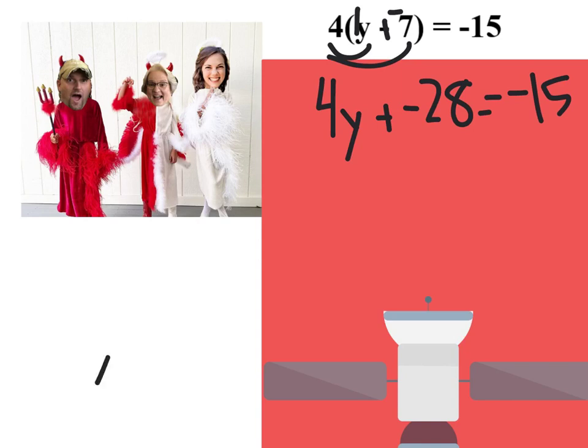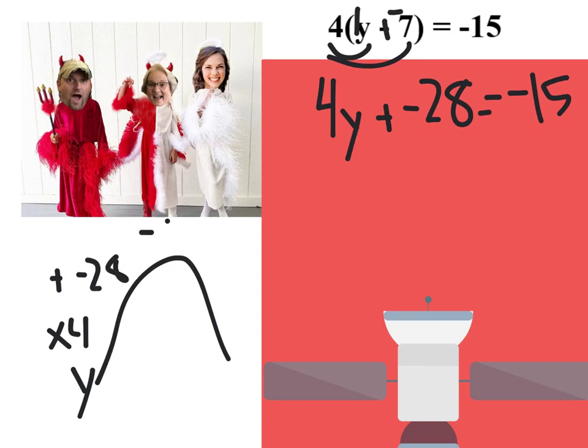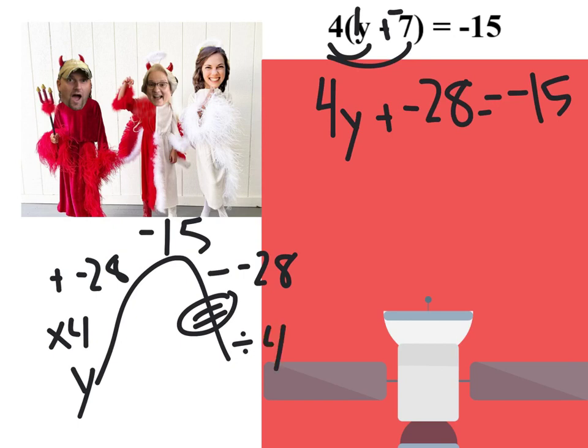This time I'll do it with rainbow first. There was a y. They took times 4, added negative 28, got negative 15. Remember, I need to undo this by changing one of the signs. So this time I'll change it to minus negative 28. Make sure you hit equals if you're doing it on a calculator, and then divide by 4.